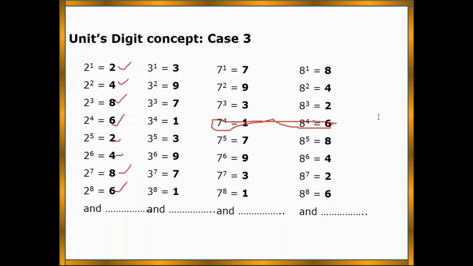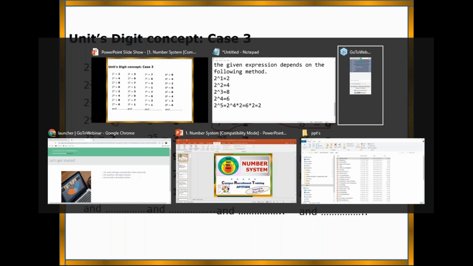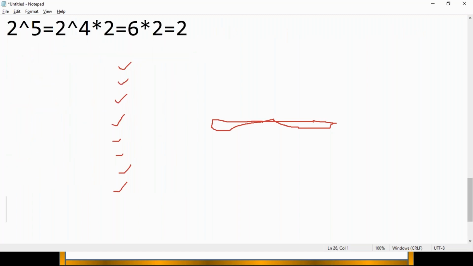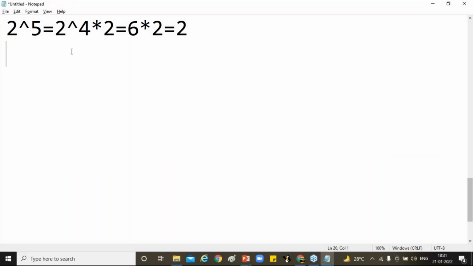Okay. So consider a small example. I will explain with a common example. Everyone, please focus. For example, this logic is applicable for 2, 3, 7, 8. If they give 2 power 21, check whether the base is 2 or 3 or 7 or 8. Then we have to follow this method.